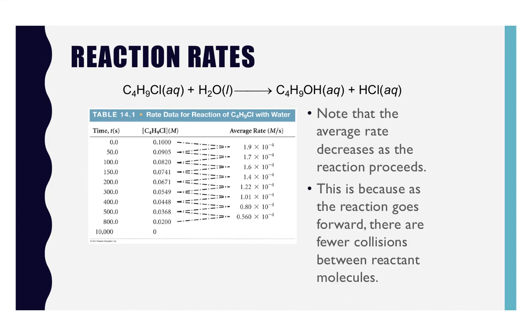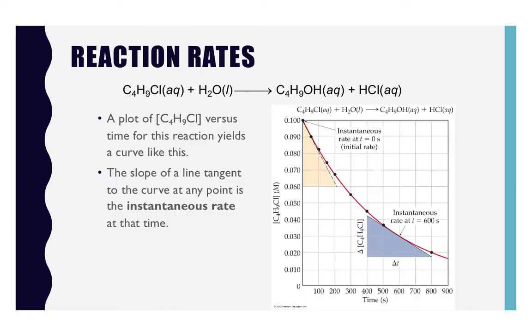So you will notice, if you look at these numbers, that as the reaction proceeds, the average rate of the reaction decreases. That's because, if you think about it, in order for these two things to react, they have to run into each other. And if there's less and less of this, the chances of it running into a water molecule get lower and lower, and so that means that there are fewer collisions between the reactant molecules.